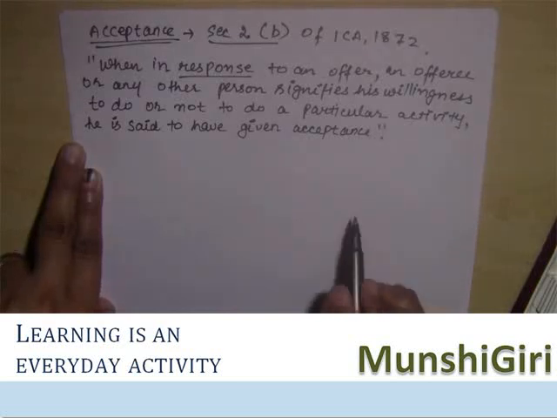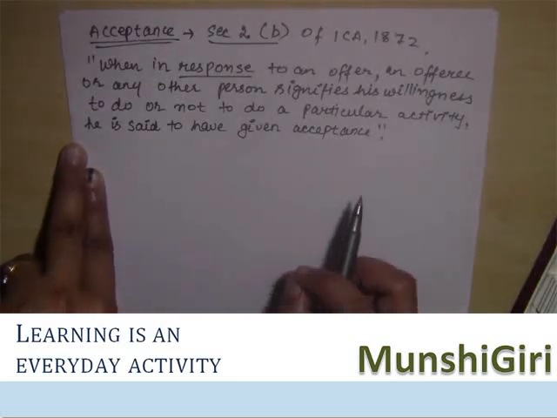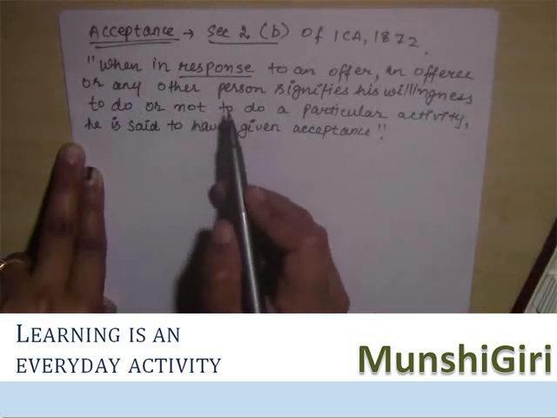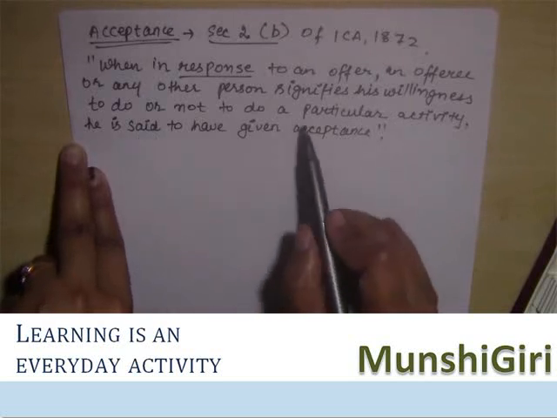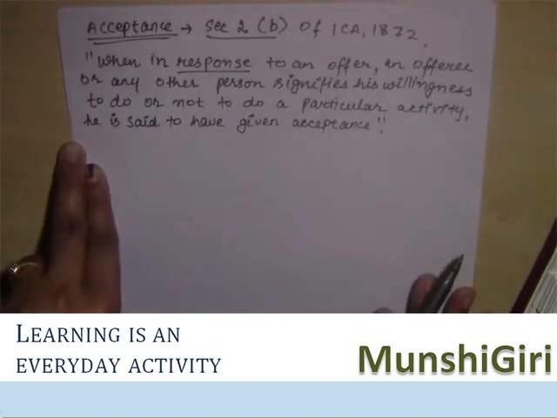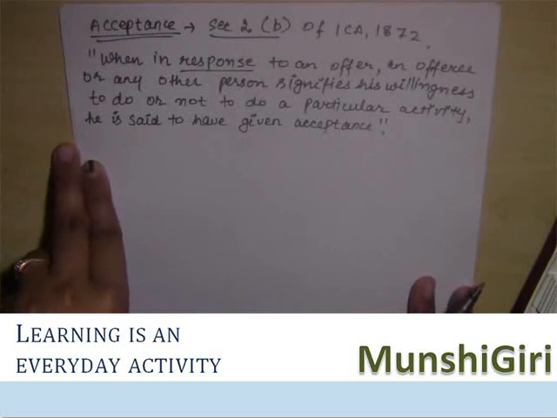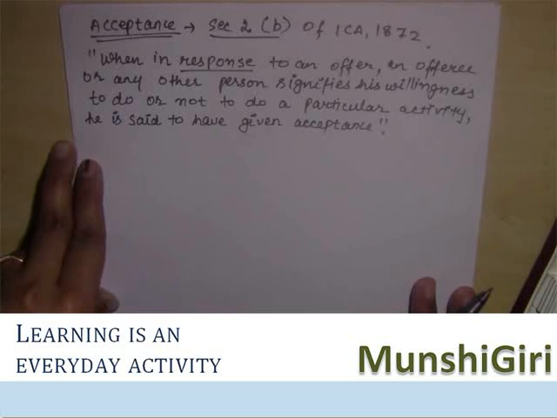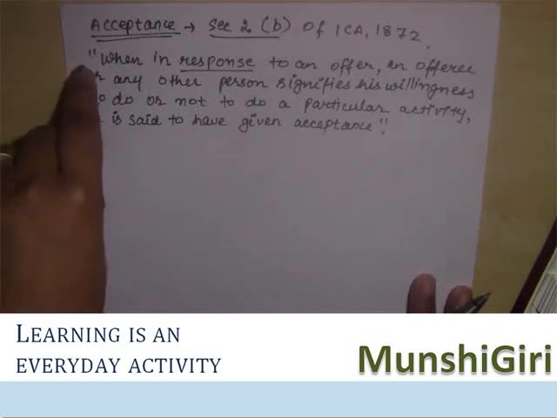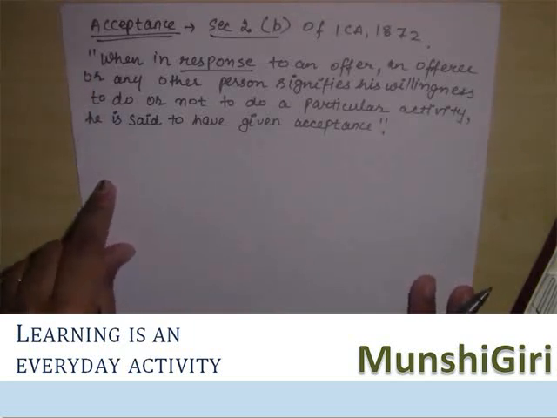Let's read it once again. When in response to an offer, an offeree or any other person signifies his willingness to do or not to do a particular activity, he is said to have given his acceptance. For example, when you, in response to the offer of my teaching, signify your willingness to do a particular activity, that is studying, you are said to have given your acceptance. This is all it is. Not to do or abstain from doing, we have already covered in the definition of offer. I hope that is clear to you.